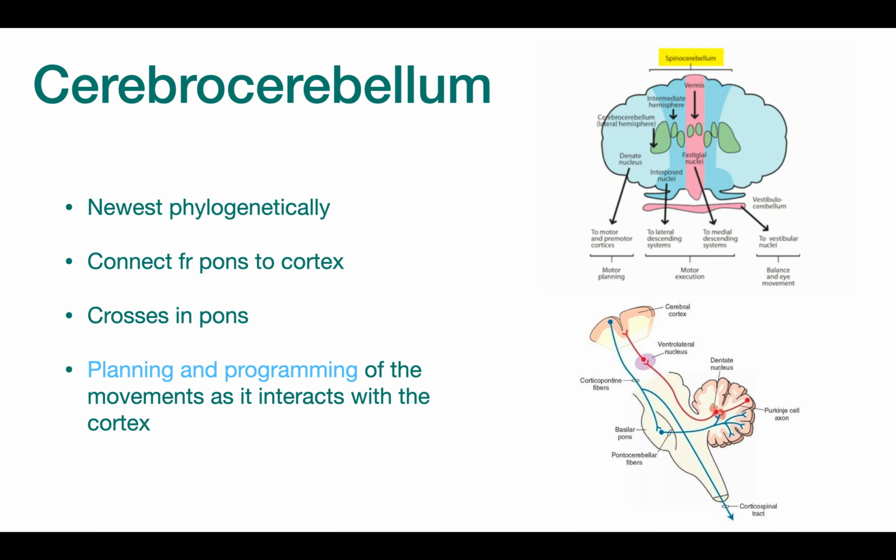The cerebrocerebellum is connected mostly to the pons, and this is responsible for planning and programming of the movements. This is the one that I was talking about, right? So your plan to reach forward for a cup.